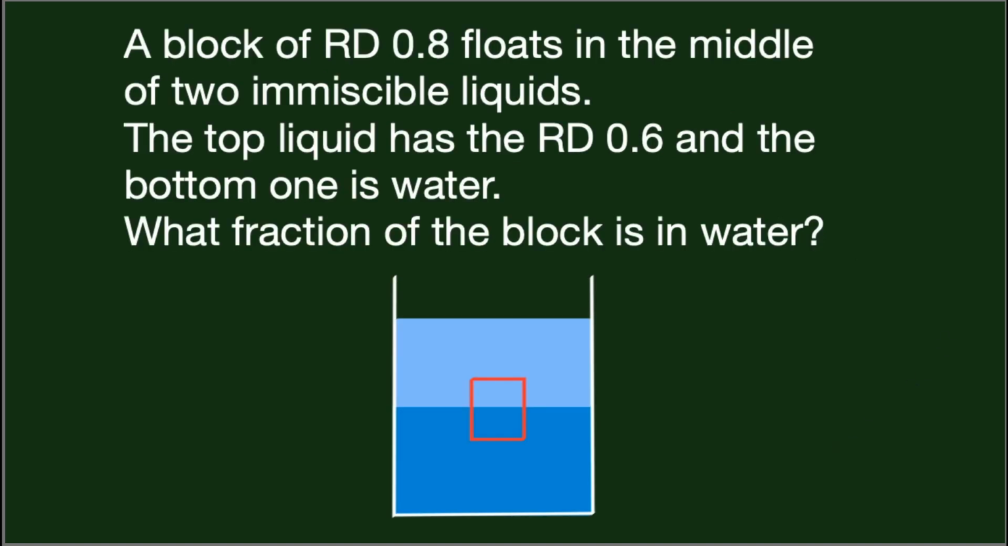Second problem. The object is partially submerged in water, that's the lower liquid, and partially in the upper liquid. Now the question is, what fraction is in the lower liquid? Let's call that fraction F. So, F times the total volume is in the lower liquid, and therefore in the upper liquid we have 1 minus F times the total volume.